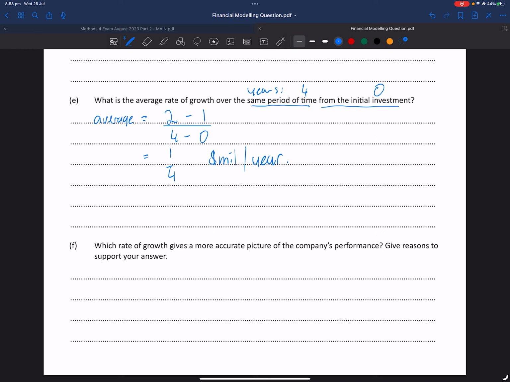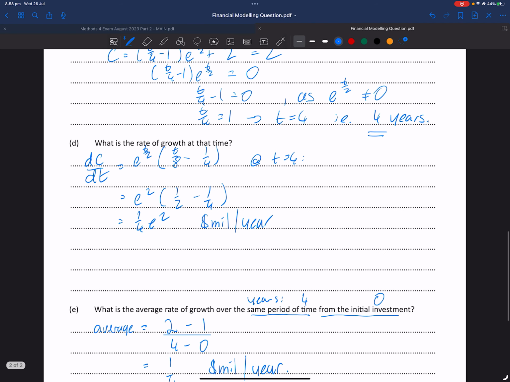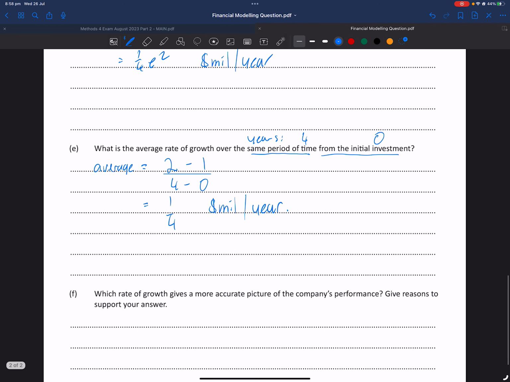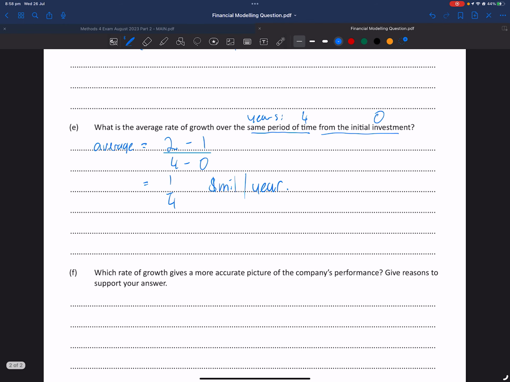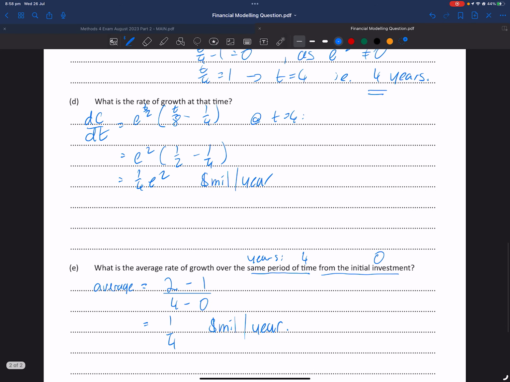Okay. You could argue that because this is an exponential function, I know it's not a pure one, the average actually undersells how the company will be projecting into the future. Sure, on average it's $250,000 per year, but right now it's higher than that. It's 1/4 multiplied by e squared.